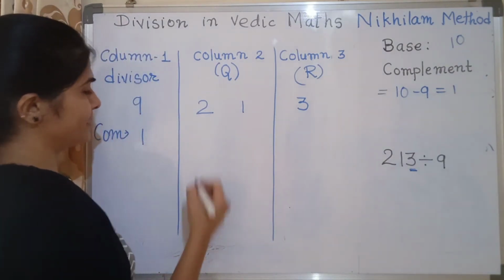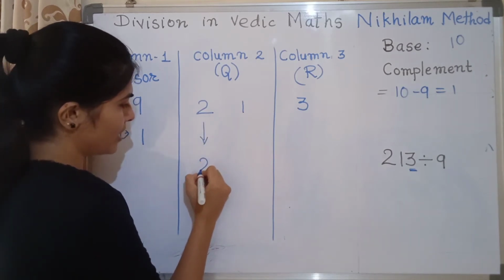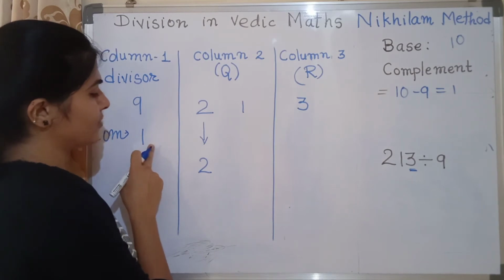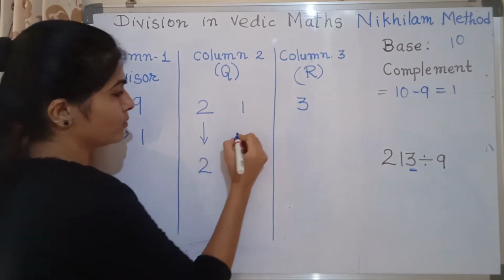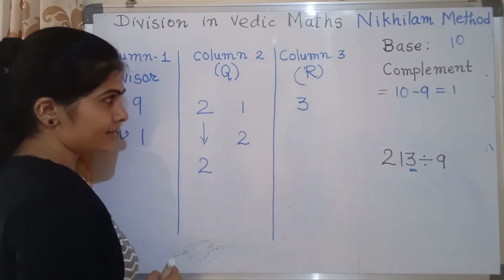Now what is the next step? The next step is you should take this 2 down, right? Now we should multiply this 2 with this 1. 2 ones are 2, so I should write 2 over here. Okay, that is the next step.